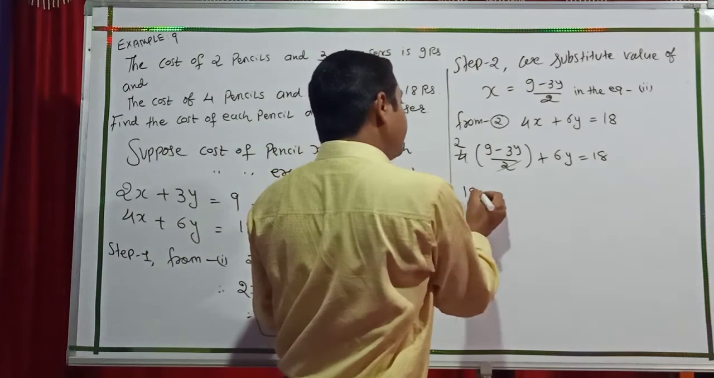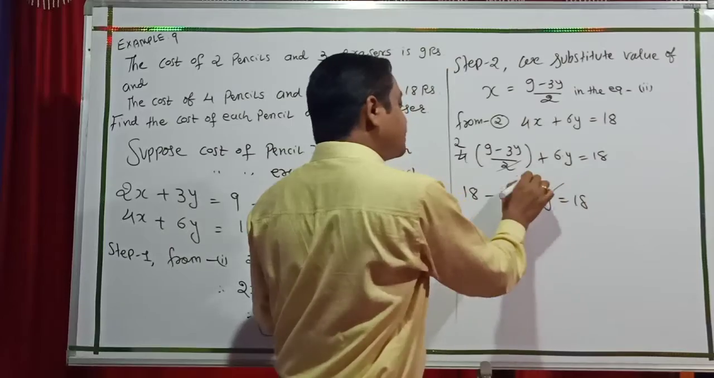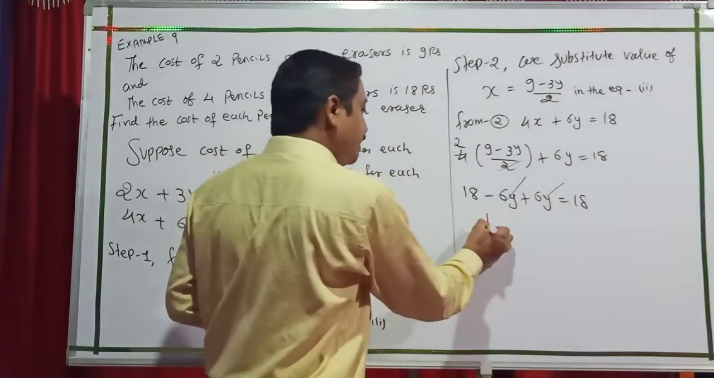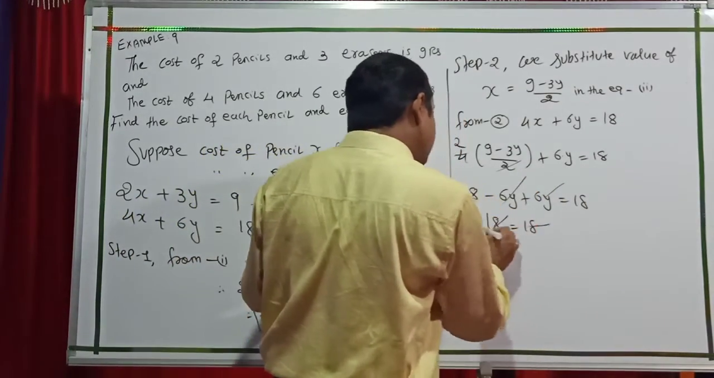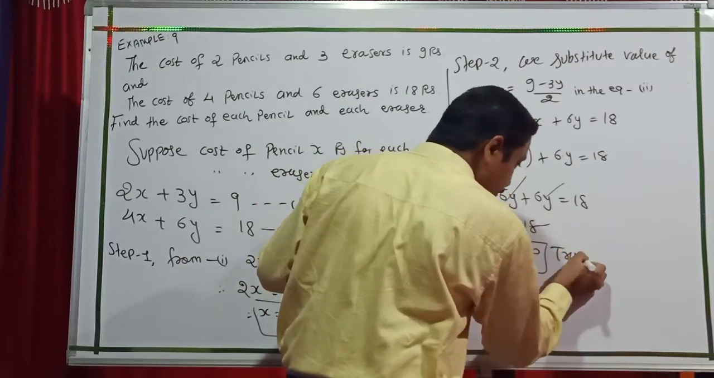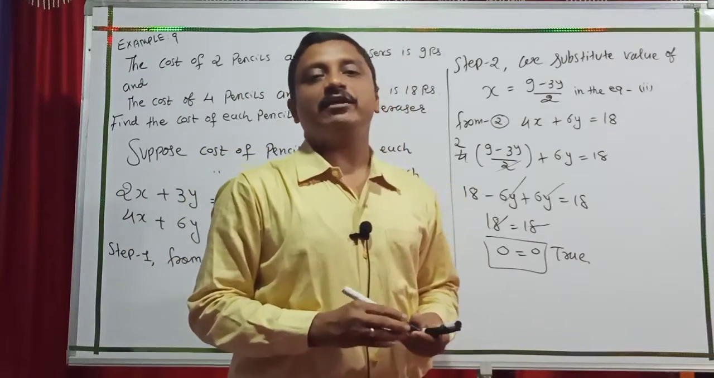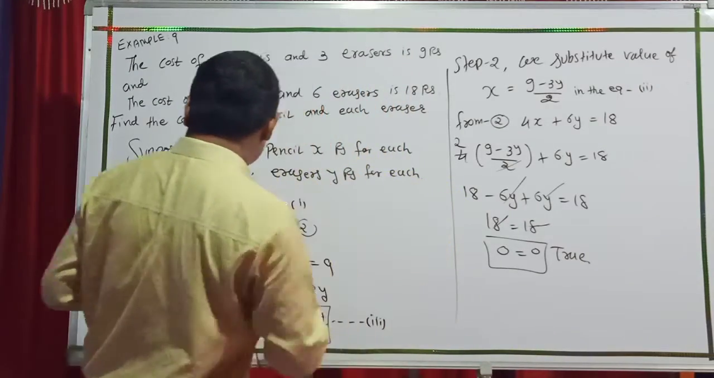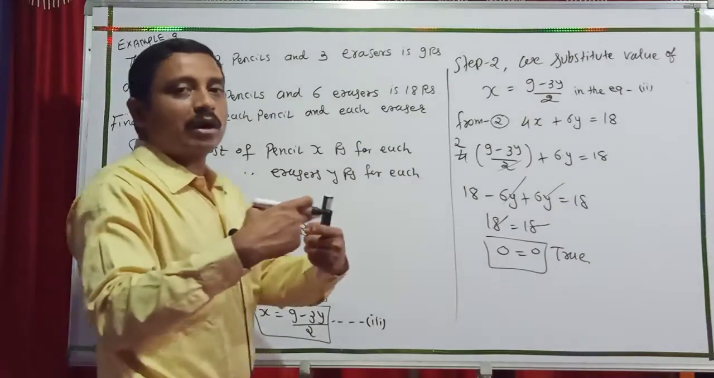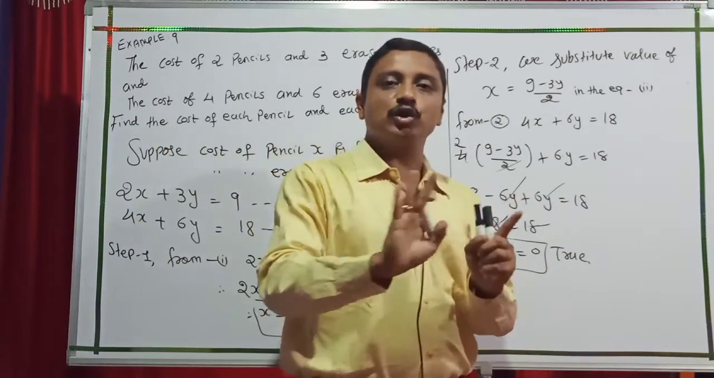9 2s are 18, 3 2s are 6 and 6, 18. Oh, this cancels. Only I have 18 equal to 18. This also cancels. It is 0 equal to 0, and that is a true statement. If you students get true, your answer is infinitely many solutions. It means both lines are overlapping each other. And if you get false, then no solutions.